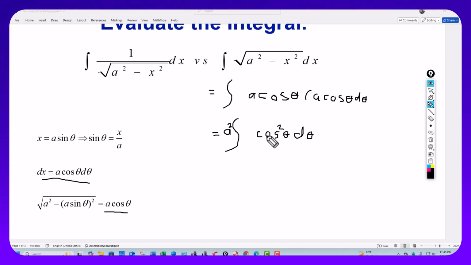And this would have been easy if this was just cosine to the first, but we have a square there, so we've got to reduce that power, and that's using your trig identities here.